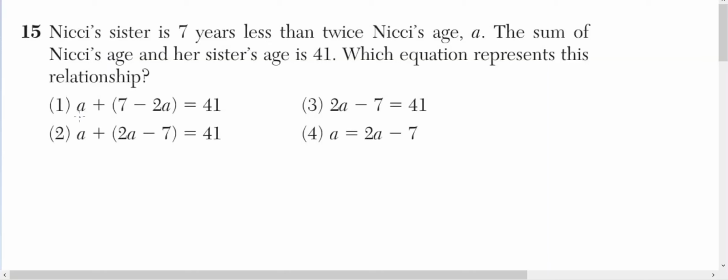So for the first part, this says Nietzsche's age plus this quantity equal 41. So if this corresponds to her sister's age, then we'll be good. Now this says 7 minus 2a, so that would correspond to the first sentence, 7 years less than twice. That would read the other direction, though, which would say 2a minus 7. So if that were true, then a plus 2a minus 7 would equal 41, which actually happens to be choice 2. So we can go right away and observe that for number 15, answer number 2 is correct.